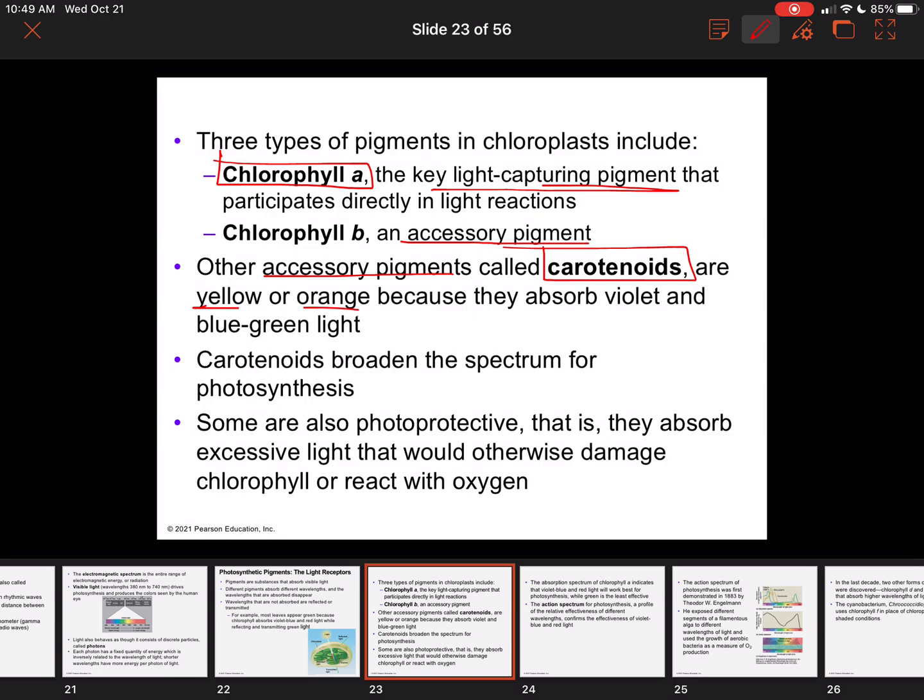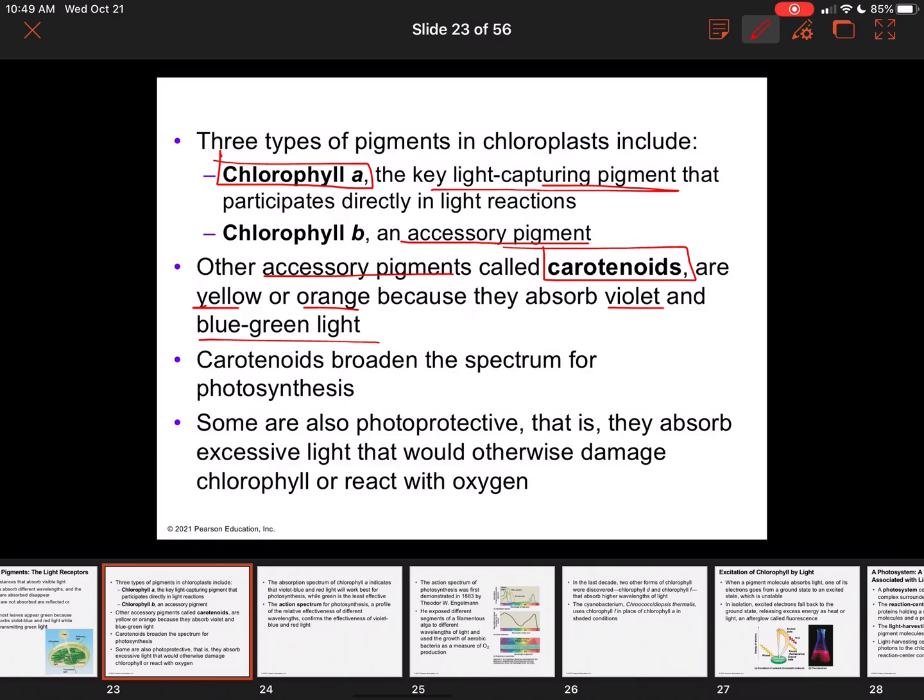they will absorb light at different colors, usually at violet and blue-green. And so this allows photosynthesis to take place on a larger spectrum. It says some are also photoprotective, that is, they absorb excessive light that would otherwise damage chlorophyll or react with oxygen. And so some of these other accessory pigments are also used in photosynthesis to keep the reaction going there and keep from damaging the chlorophyll that's there.